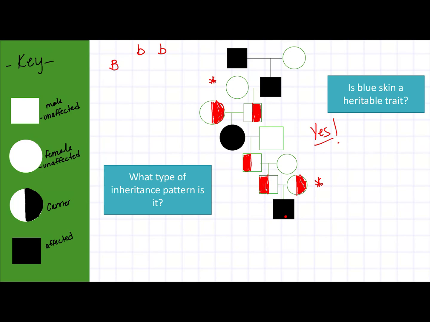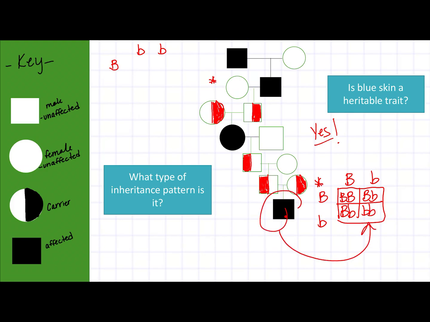So if you look at these people, we have the father, we've got the mother, going back to our Punnett squares. This child right here is this.